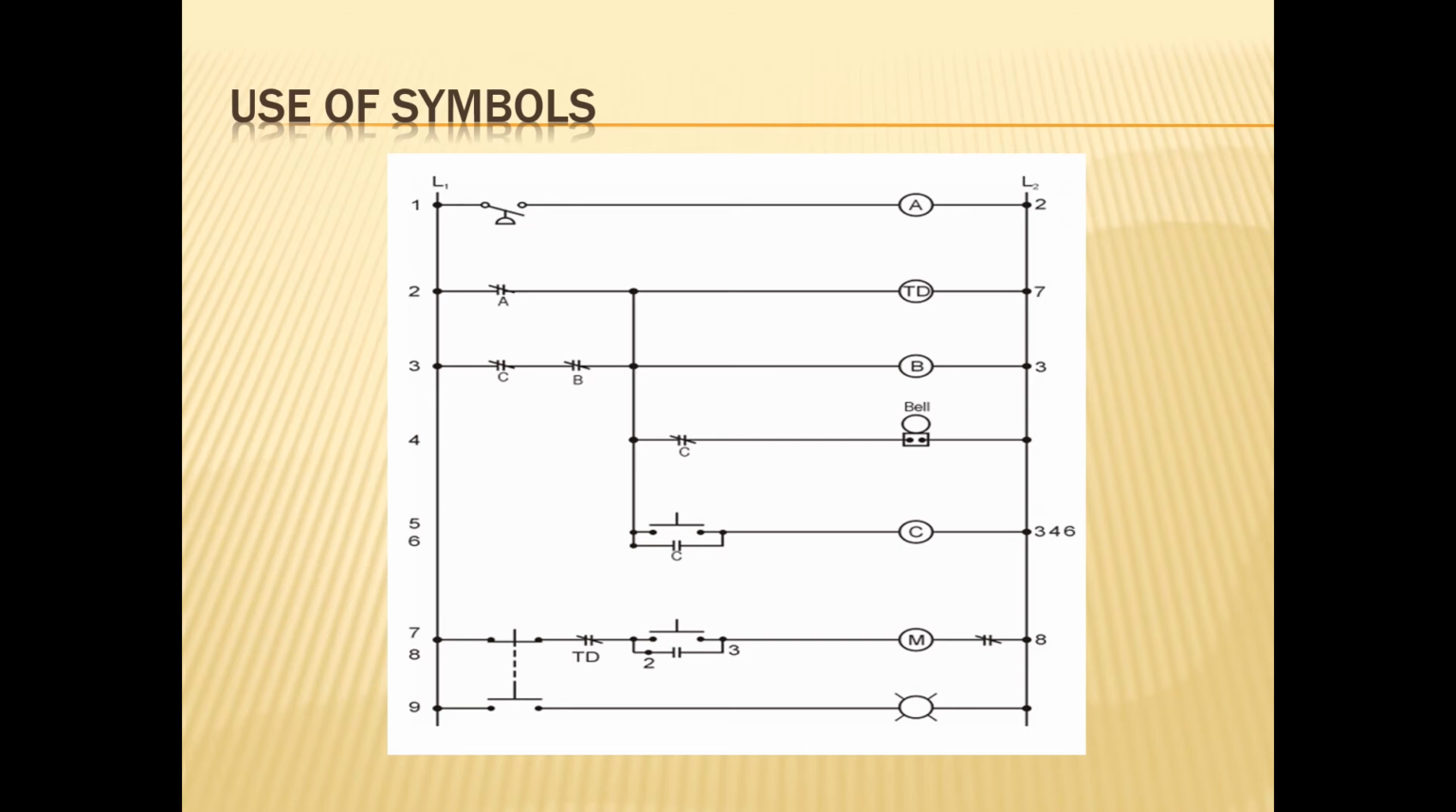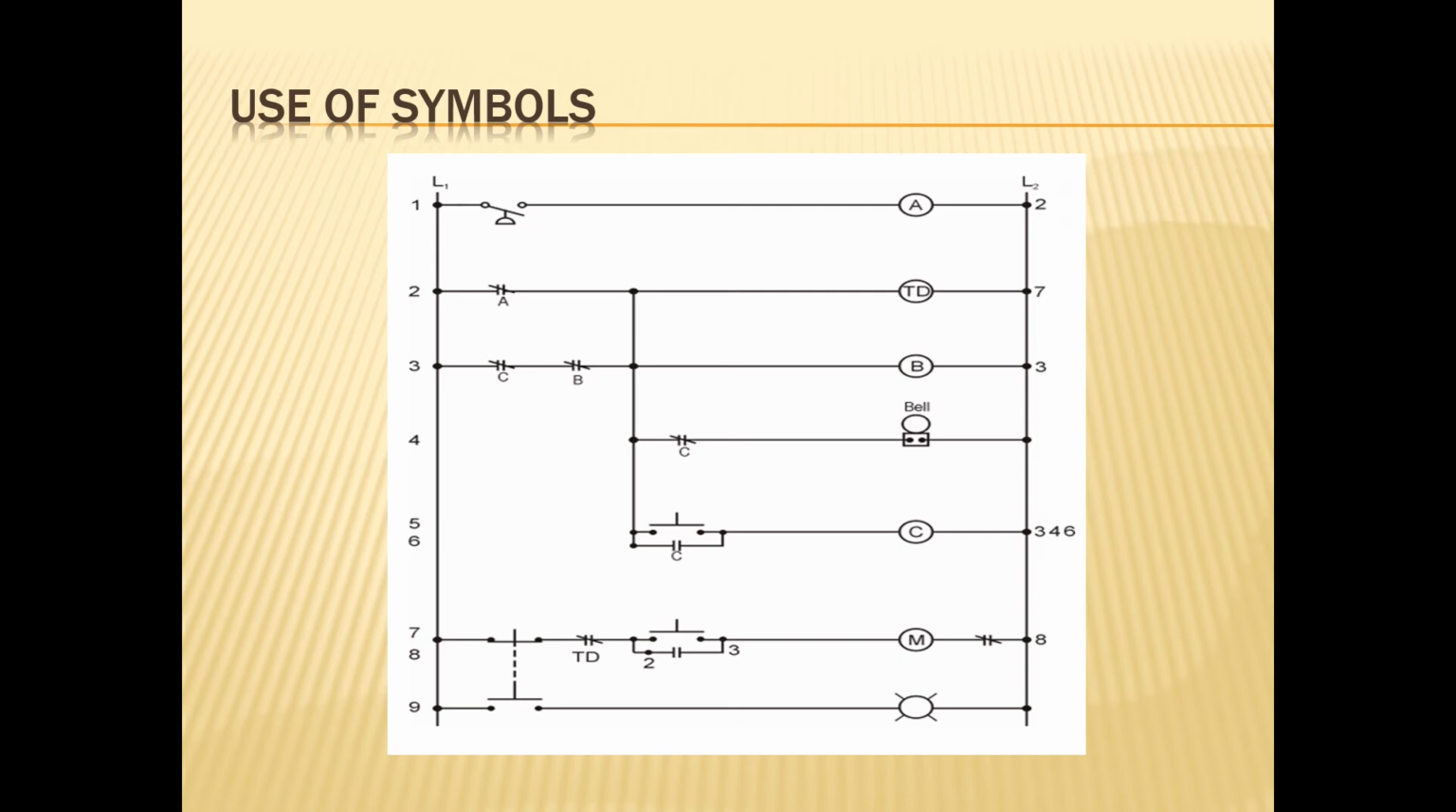When it comes to using these symbols inside a schematic diagram, we need to be able to recognize each symbol as it sits in the diagram, and we're going to use the same drawing standards on each and every single one. Firstly, all my rungs are labeled by numbers, so I will have rung 1, rung 2, rung 3. In this drawing, I have all the way up to rung number 9.